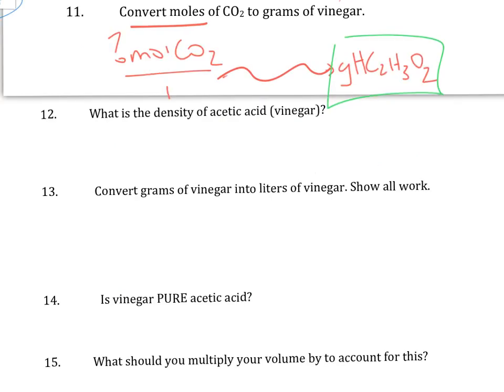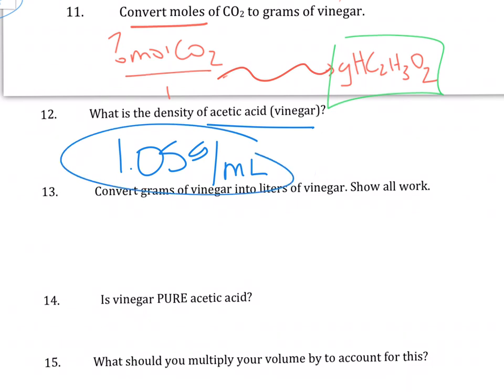So once you have grams of vinegar, that's kind of a problem. So vinegar, as you know, is a solution, right? It's an acid. So it doesn't really make sense to measure the mass of it when it's already in liquid solution form. So instead of measuring the mass of it in grams, we actually want to measure the volume of it in milliliters. So in order to do that, you need to know the density of acetic acid vinegar, which is 1.05 grams per milliliter.